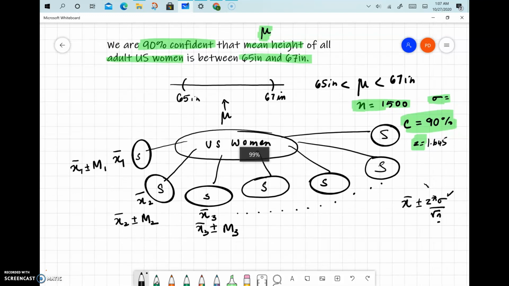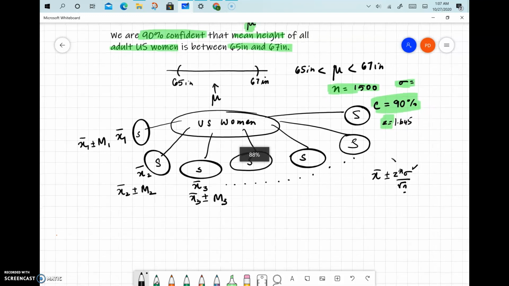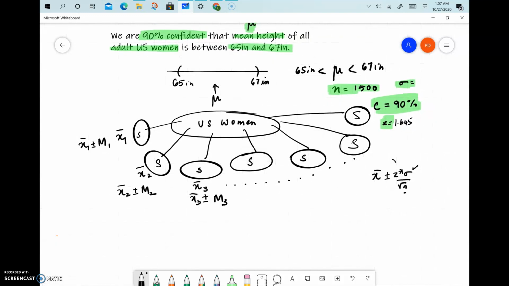Now, using this formula, we calculate these various confidence intervals. So now, what does the 90% confidence level really mean? We have many, many intervals. Each of these is an interval. That's a confidence interval. That's a confidence interval. That's a confidence interval. And you keep going. You have many, many such intervals.